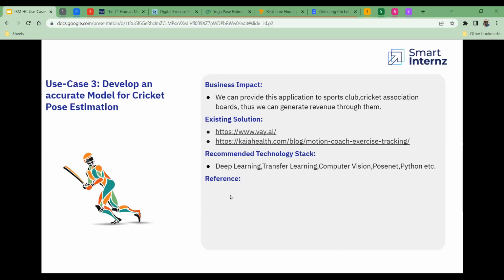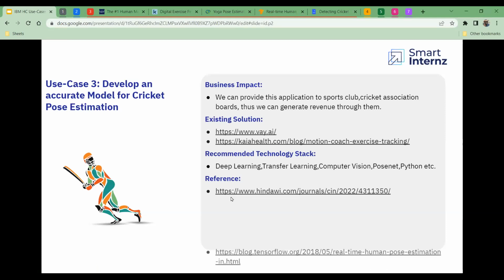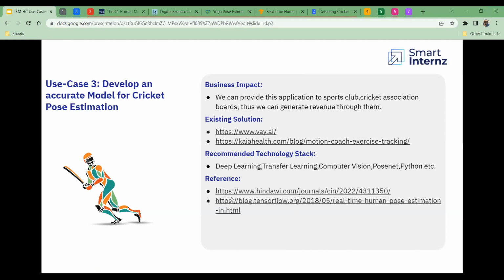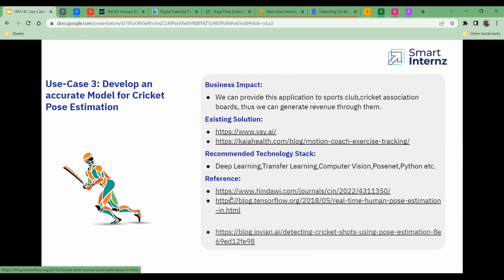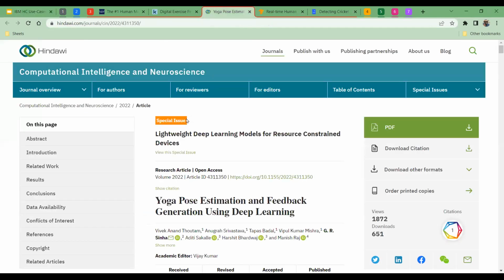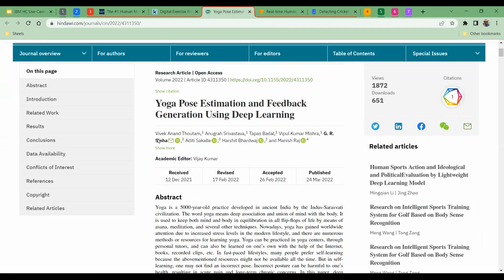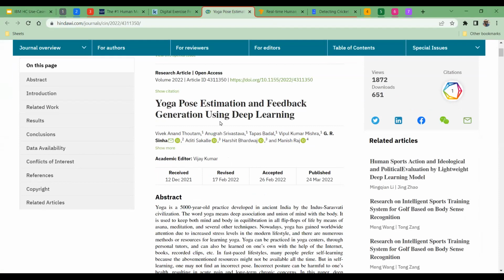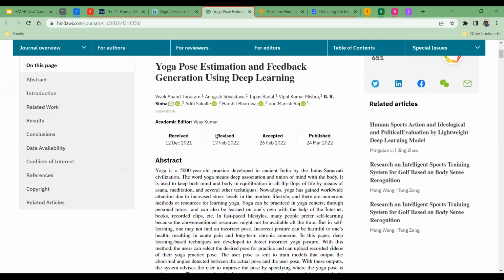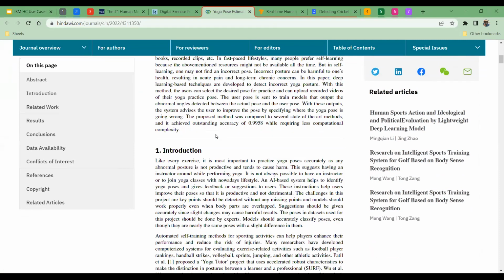We also have some good references that you can use to build this application or to understand it more. The first one is a research paper, a journal, mostly about yoga pose estimation and feedback generation using deep learning. If we can detect a yoga pose correctly, we can also detect any pose.